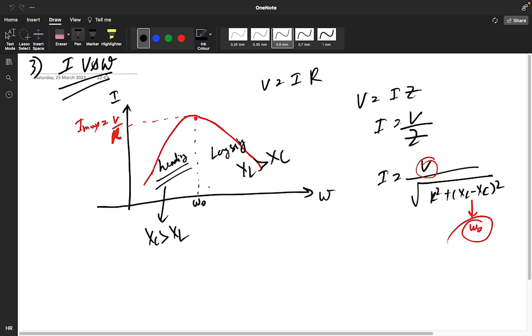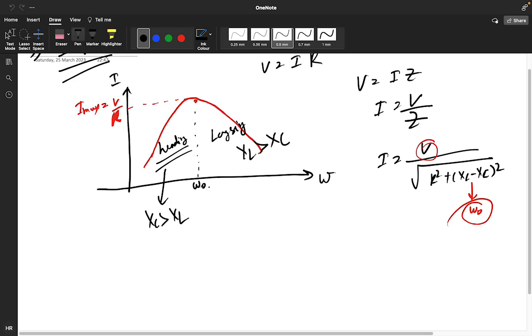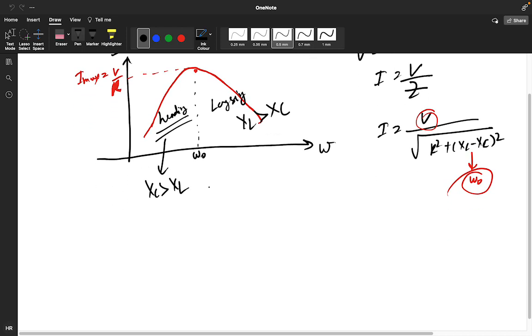See, we are not remembering anything. We are just analyzing the things. Okay? There is no need to remember anything.